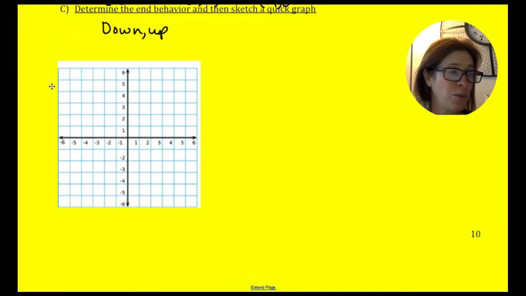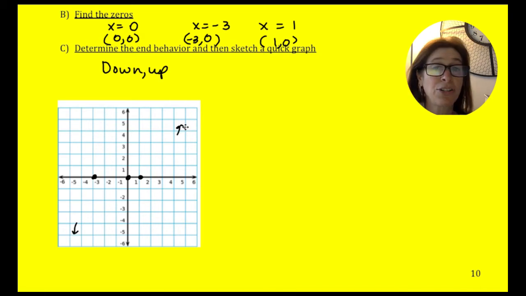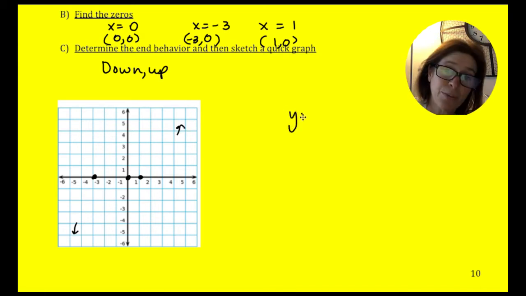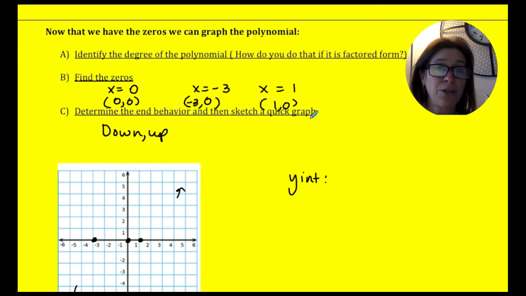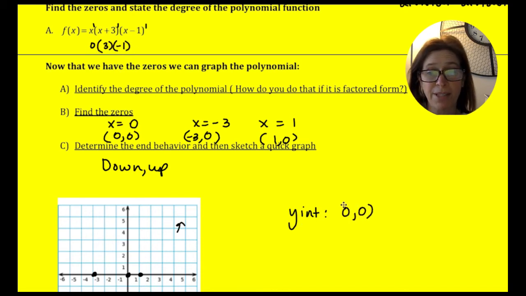So let's plot those, so we can see it a little bit better. We have (0, 0), we have (-3, 0), and we have (1, 0). Okay, and we know we have down, up. All right, I also would want to find my y-intercept, because we always want to do that if we can. So to find our y-intercept, we set x equal to 0. So we would get 0 times 3 times -1. 0 times anything is going to give me 0. So my y-intercept is (0, 0). We kind of see it there too, don't we?